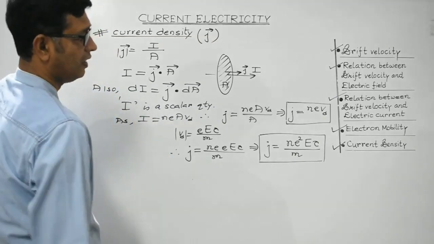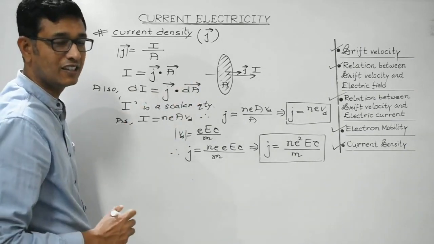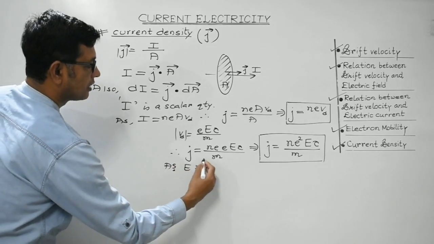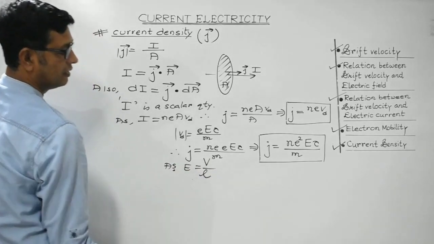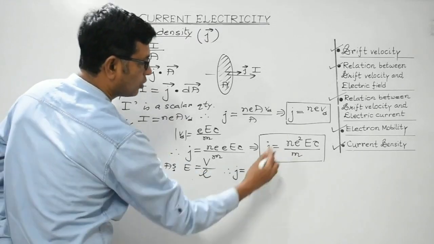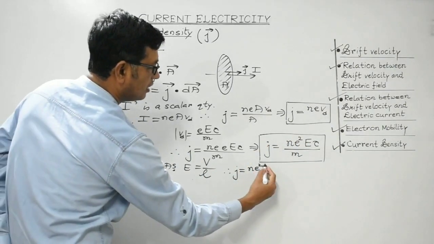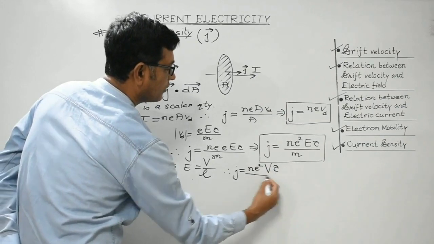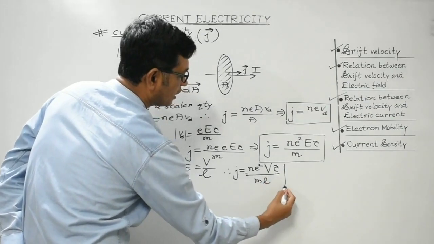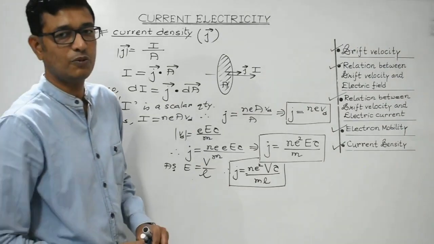Right? Next one. It can also be expressed in terms of the potential difference applied across the ends of the conductor. As we are aware, electric field is given by potential difference divided by length. Therefore, J, current density, can also be written as n e square. In place of electric field, we can write V, potential difference, tau, divided by n L. This is another expression for the current density in terms of potential difference.